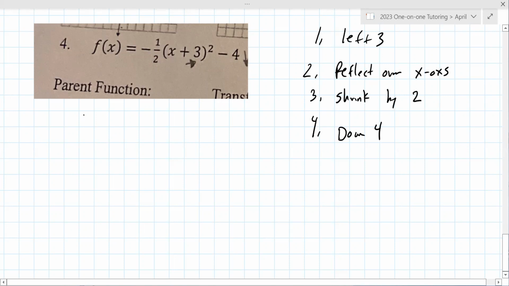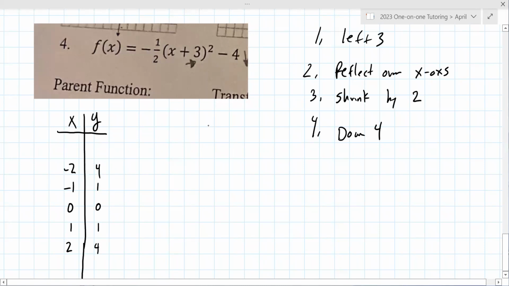So let me give you the parent function from before. x, y here, and it becomes 4, 1, 0, 1, 4. So all right, and which of these affect the x?